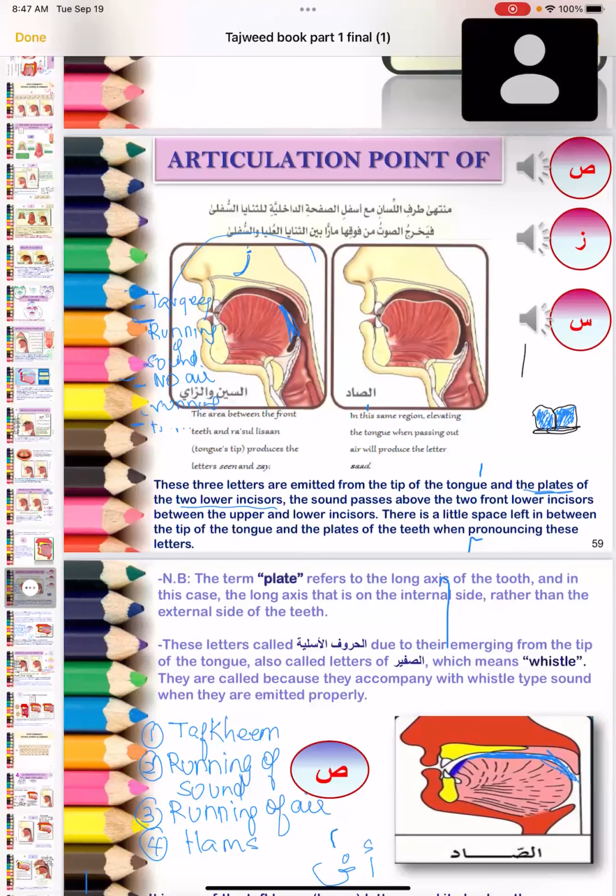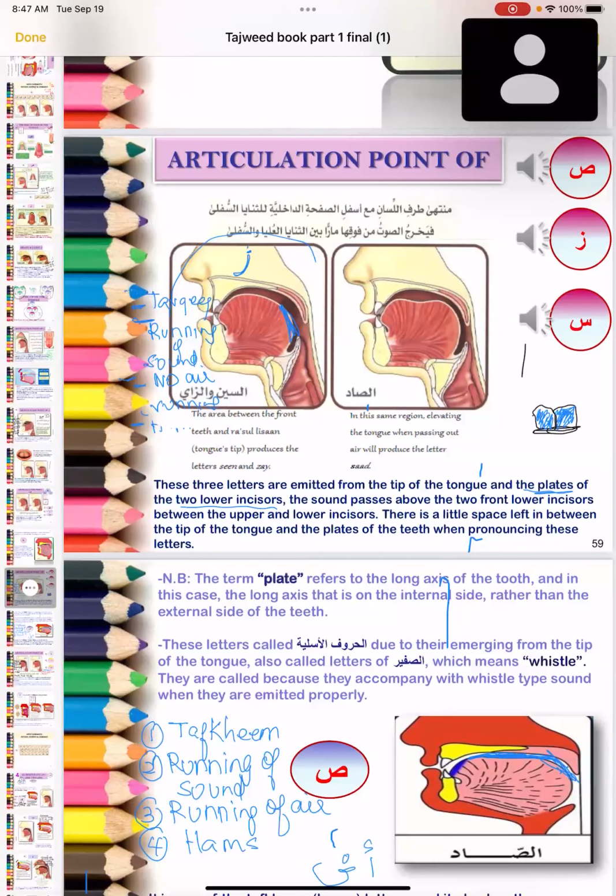So let's look at the definition here. What's been mentioned here is the three letters Sod, Zai, and Sin. They are articulated or emitted when the tip of the tongue touches the plates of the lower incisors. The lower incisors are the two biting central incisors.